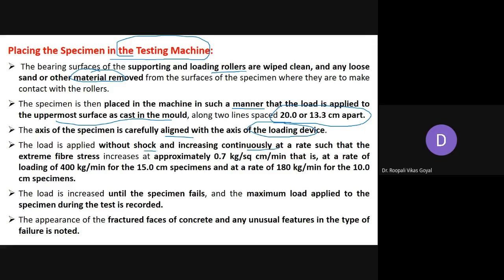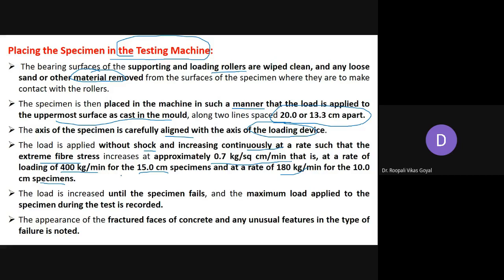increased continuously at the particular rate such that the extreme fiber stresses increases at approximately 0.7 kg per square centimeter per minute. So you can say that the rate of loading would be around 400 kg per minute for 15 centimeter specimen and 180 kg per minute for 10 centimeter specimen. So this loading, how to apply the load, that is very important, and how you are keeping your specimen under your testing machine is equally important.